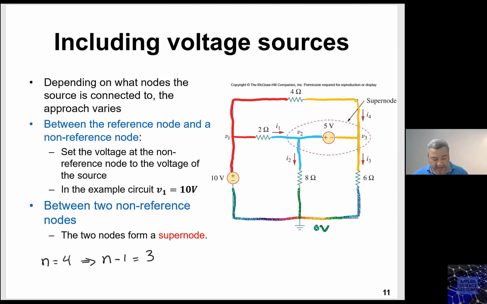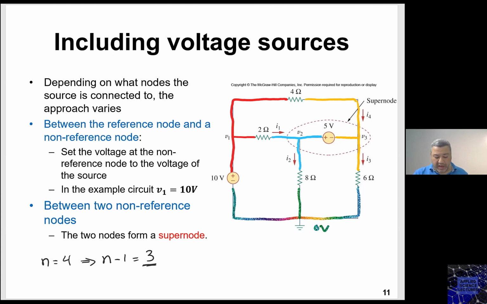Okay? N minus 1 is 3. So just looking at this number, you would think that you need 3 equations to write the nodal equations for this circuit. In reality, no, you don't need 3 equations. Why? I'll tell you why.